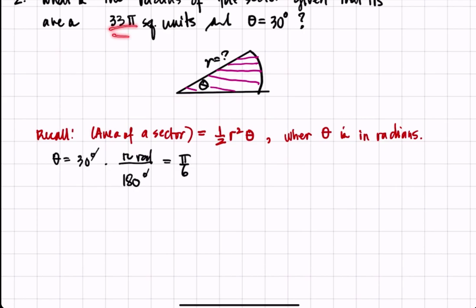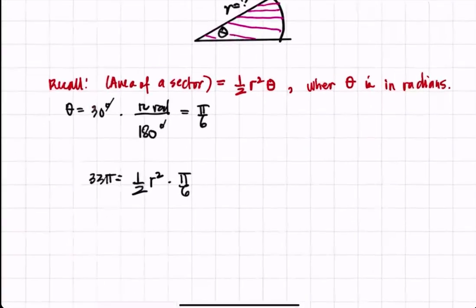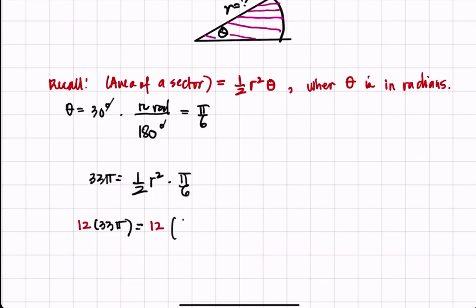So, 33 pi is equal to 1/2 r square. Your theta is pi over 6. And then, you just compute for r. We can multiply both sides by 12 to get rid of the fraction. So, cancel.